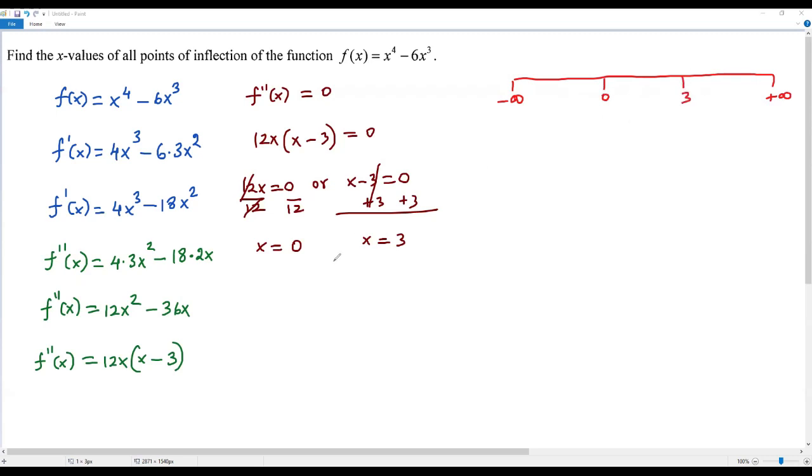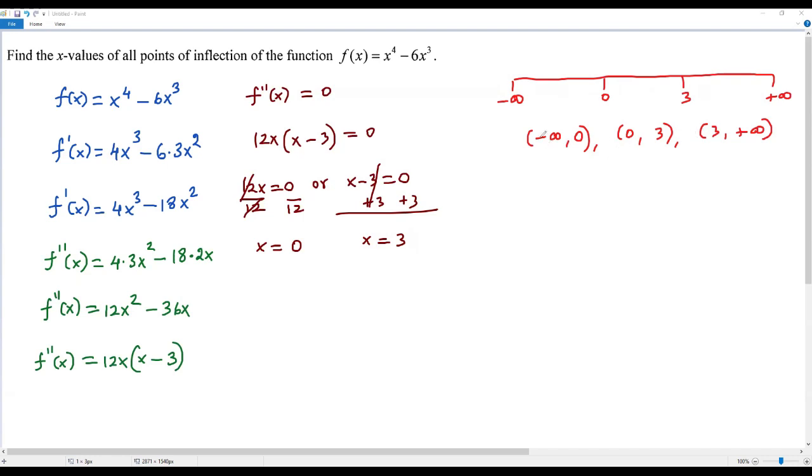Okay, now when I mark these two values 0 and 3 on the real number line, I can split up the real number line into 3 intervals. Negative infinity comma 0 is the first interval, 0 comma 3 is the second interval, and 3 comma positive infinity is the third interval. All of them are open intervals.